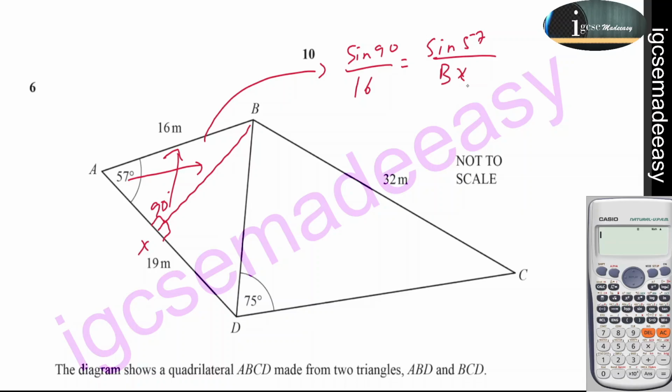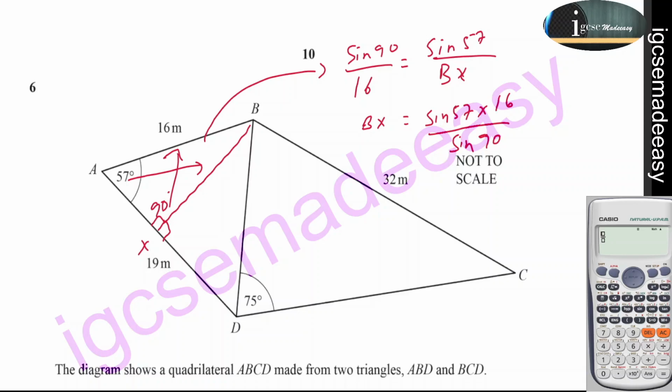The shortest distance is bx. So bx will be equal to sine of 57 times 16 divided by sine 90. Sine 90 is always 1. But you can do it in your calculator also if you don't know.